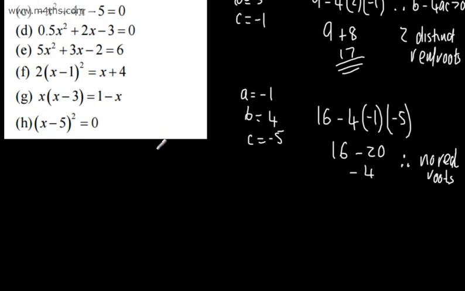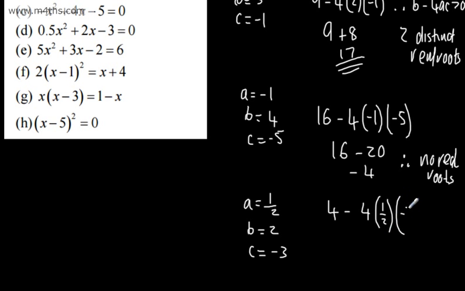Okay, let's look at D. So on D, we've got a is equal to 1/2, b is equal to 2, and c is equal to negative 3. So if we do b squared, 4, minus 4 multiplied by 1/2 multiplied by negative 3. So that's going to give me 4 plus 6. 4 times, we've got negative 2, that looks good. That looks like it's going to be 10, therefore 2 distinct real roots. And again, I'm not going to be writing this here, but if it was an exam, I would. Okay, so that's that one done.